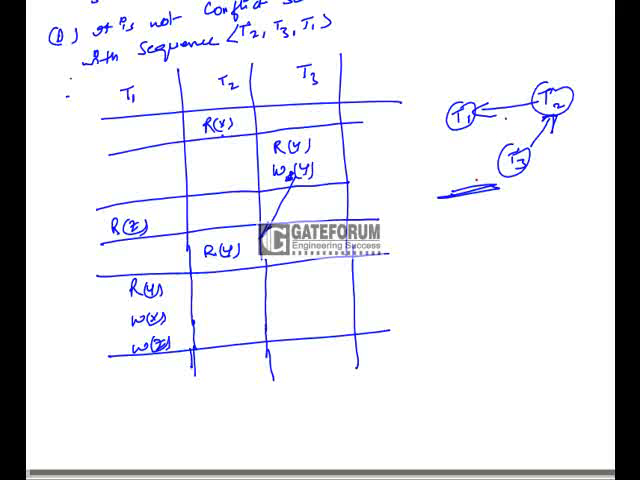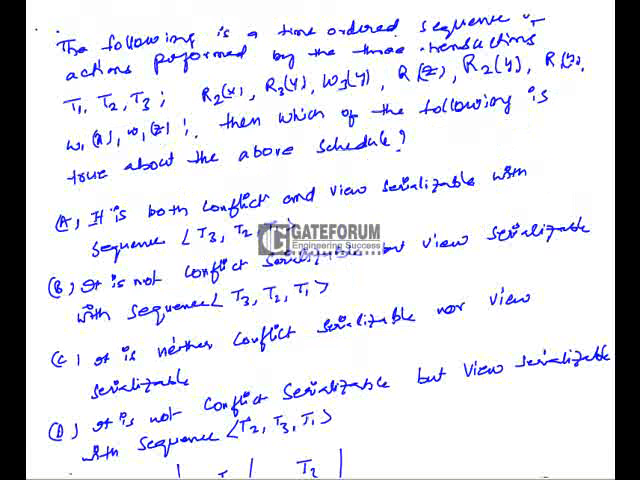If there are no cycles in the precedence graph, we can say that that particular schedule is conflict serializable, and the equivalent serial schedule is T3, T2 and then T1. So we can say that this is conflict serializable and the equivalent schedule is T3, T2, T1. If any schedule is conflict serializable, then it is also view serializable. So here from the given options, option A, it is both conflict and view serializable with sequence T3, T2 and T1.